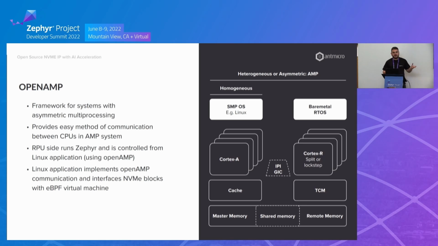BPF is originally injected into the kernel, but there is a user space implementation. You can run a virtual machine in user space in Linux and just execute this code. You can either compile it to bytecode and execute it as bytecode, but you can also run the virtual machine in interpreter mode and just interpret the program, run it like Python or something.